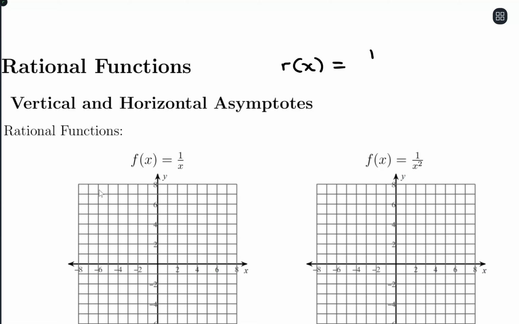So with rational functions, the general form, let's call it r of x, is equal to p of x over q of x. The idea is that we have some function in the numerator, some function in the denominator. And it's the fact that we have something in a denominator that's where our vertical asymptotes come in, because we cannot divide by 0. So our function is going to be limited in some way.